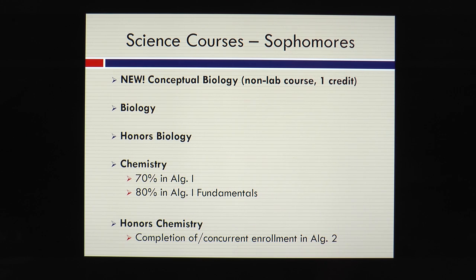For sophomores, you have conceptual biology available to you next year, which is a one-credit non-lab course, although you still will be able to do labs. If you are in the general track, so you took Earth and Space Science in 9th grade, you could take biology. And if you did well in Earth and Space Science, I believe it's 90% or higher, you may be able to take honors biology as well. If you took biology in 9th grade, you'll end up taking chemistry or honors chemistry, and you can see the course requirements there.